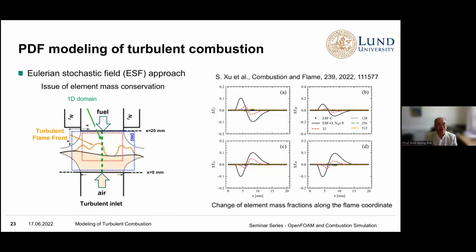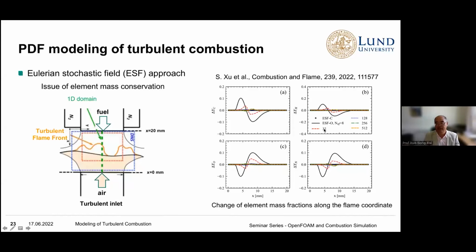So we apply such a model to simulate a simple turbulent counterflow flame. One can check the mass conservation problem along the center line, because along the center line there is an analytic solution of the mass of each element. So the numerical solution minus the analytic solution will tell the error, or the change of element mass of C, O, H, and N. One can see that if you use the conventional stochastic fields with 8 fields, you get such a 10% error. Ideally, it should be 0. It should be totally mass conserving, element mass conserving.